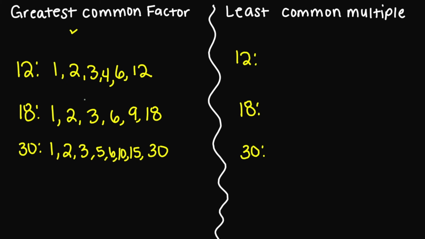The largest factor that all three numbers share is going to be the number 6. We have a 6 here, a 6 here, and a 6 here in my 30s. Let's look for the least common multiple now.